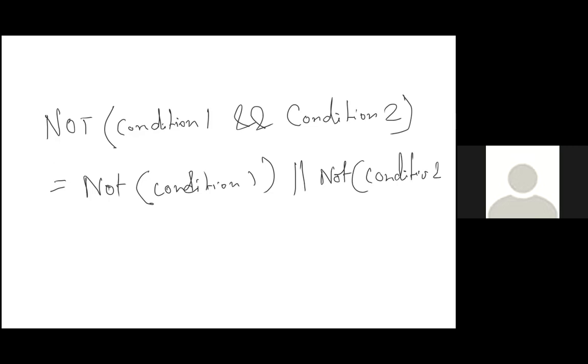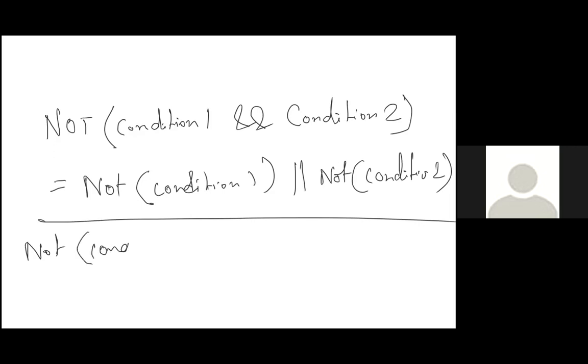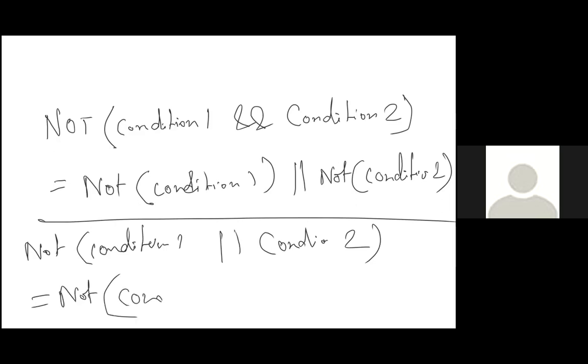Similarly, NOT of (condition 1 OR condition 2) is equal to NOT of condition 1 AND NOT of condition 2. This will help you in a lot of situations wherein you are trying to create a validation rule. Particularly for validation rule, this is a very important concept to understand.